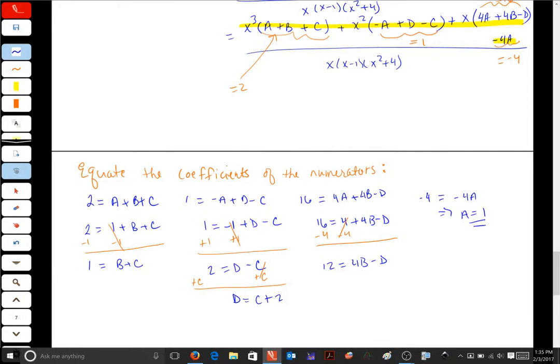And now I can take that and I'm going to put it into this equation right here, and I will get that down to a variable that just has b and c in it, and this one just has b and c in it. I'll use those two equations to get an answer. So I'm going to have 12 is equal to 4b minus c plus 2.